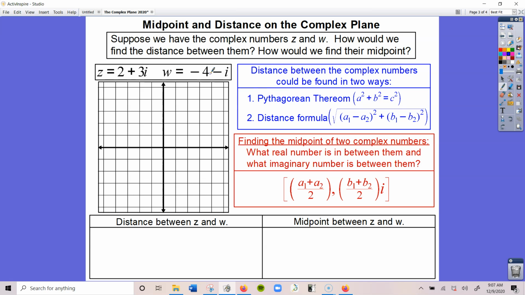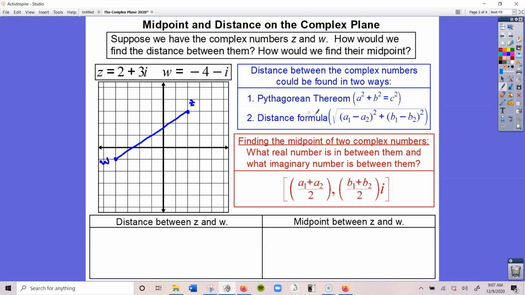So I'm going to go ahead and plot these two complex numbers. We have 2 plus 3i, so this is represented as z, and w is negative 4 minus i. And so what I'm trying to calculate here is the distance. So I want to know how long this diagonal is. Now, I personally prefer using the Pythagorean theorem, and I'm going to show you how to use the Pythagorean theorem.